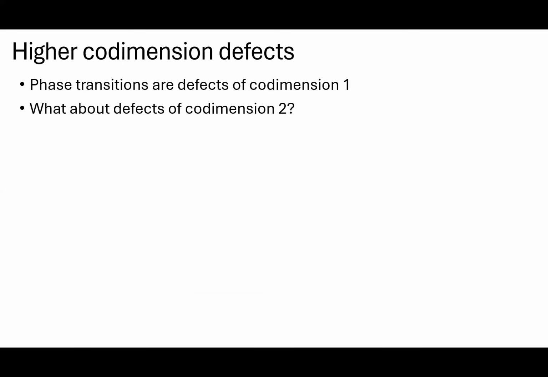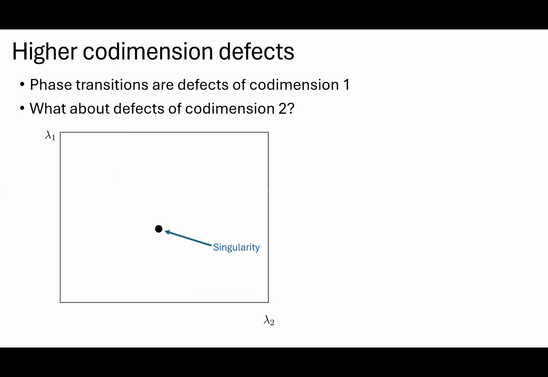Anyway, so this raises the question, if a phase transition is a defect of codimension 1, can you have defects of higher codimension? And so, for example, if you have two parameters, maybe there's a codimension 2 defect, which would be like a point. And so this point will be where there's some singular behavior happening. So what exactly I mean by singular behavior could depend on the context.